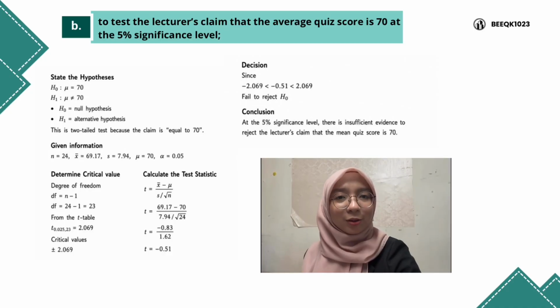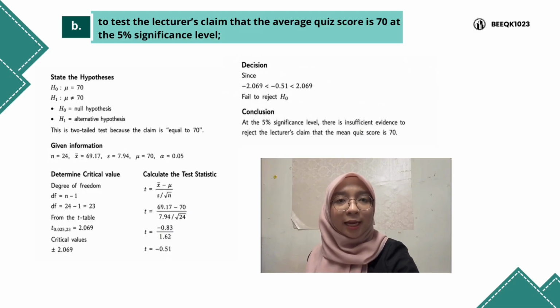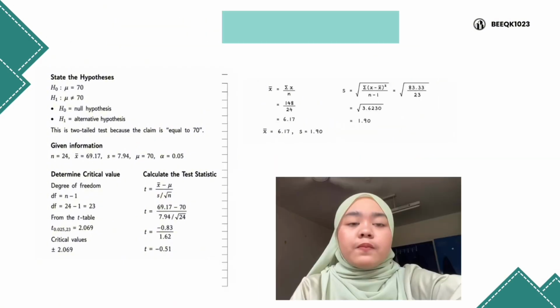So for the conclusion, at the 5% significance level, there is insufficient evidence to reject the lecturer's claim that the average quiz score is 70. This means that the sample data supports the lecturer's claim, and the true population mean quiz score can reasonably be considered equal to 70 marks.